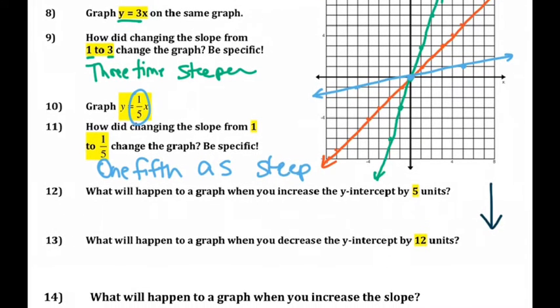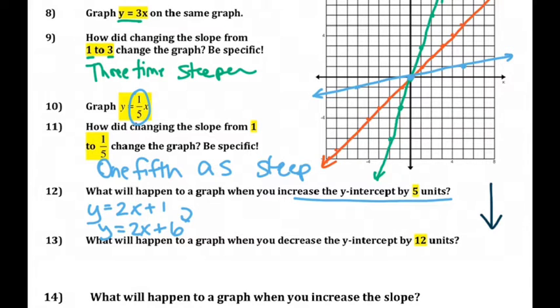Number 12, what will happen to a graph when you increase the y-intercept by 5 units? So this is like if I have y equals 2x plus 1 to y equals 2x plus 6. So I'm increasing the y-intercept by 5 units. So what's going to happen from the first graph to the second graph? Can you answer that question?